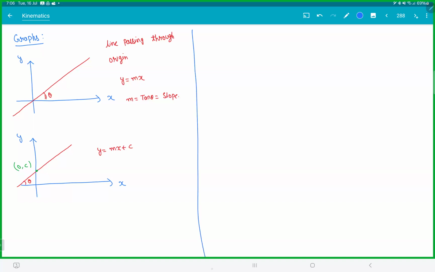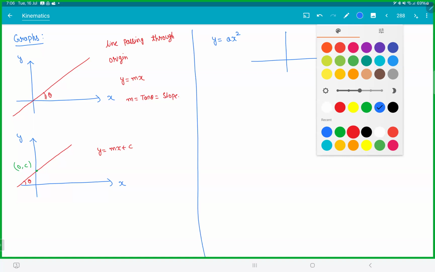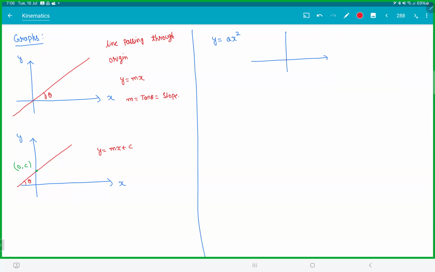Generally in physics, the two most common graphs that you'll see are a straight line and parabolas. Generally, we don't have any other things. Now the other graphs: let's say I draw y = x square, let's say y = ax square. You can clearly see here that for x positive or negative, you get the same y value. So the graph is symmetrical on both sides. It's an upward parabola.